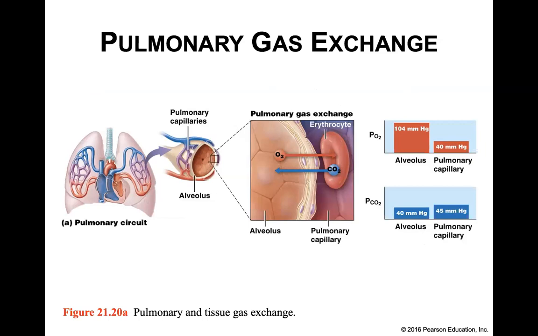So here we can see gas exchange in what we call external respiration. With external respiration, oxygen is going to move from the alveoli to the blood, and CO2 is going to move from the blood to the alveoli.